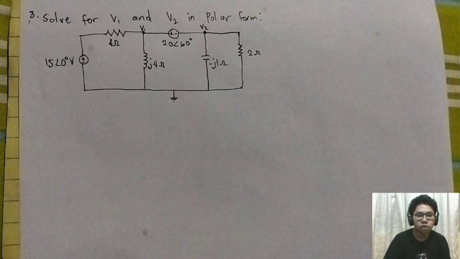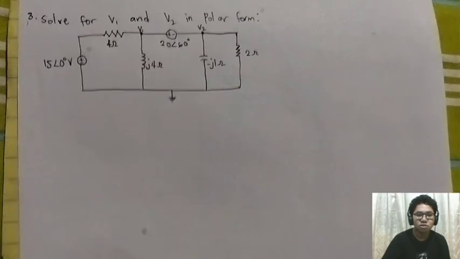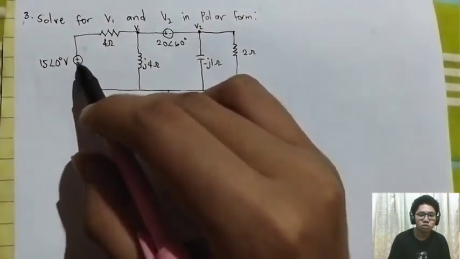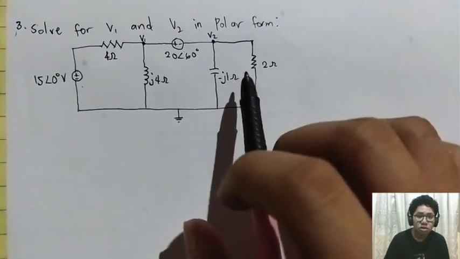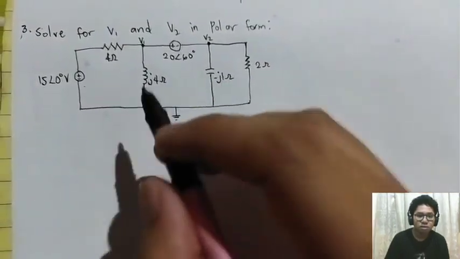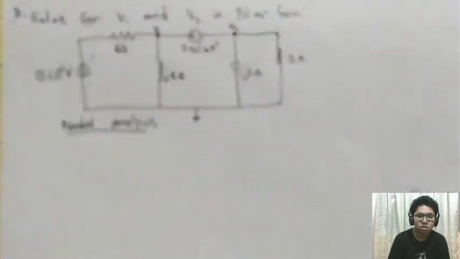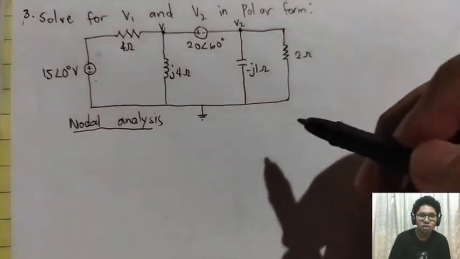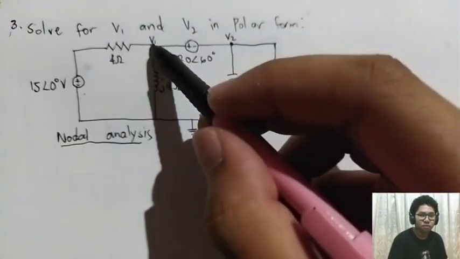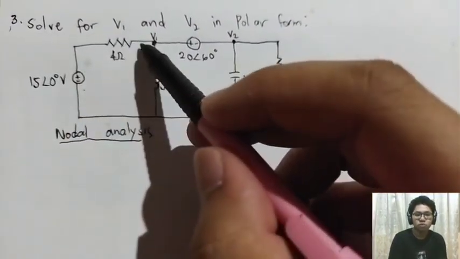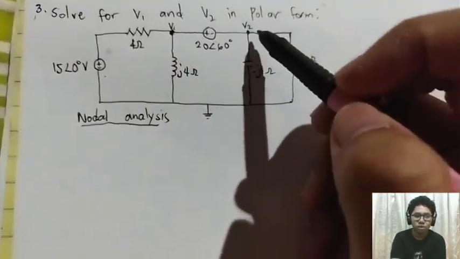For our last problem, we have circuit analysis. We have two voltage sources, 20 with an angle of 60 degrees volts and 15 with an angle of 0 volts. We will use a circuit analysis technique of nodal analysis since we need to solve for V1 and V2, and these V1 and V2 are what we call the nodes. So it is easier if we use nodal analysis.